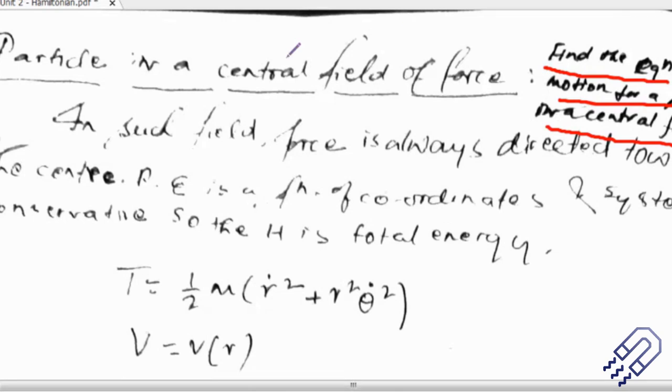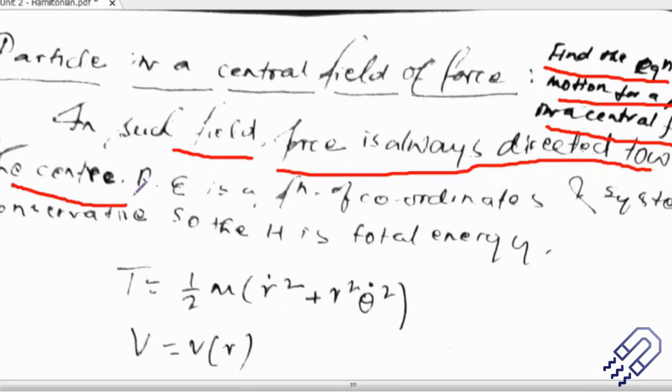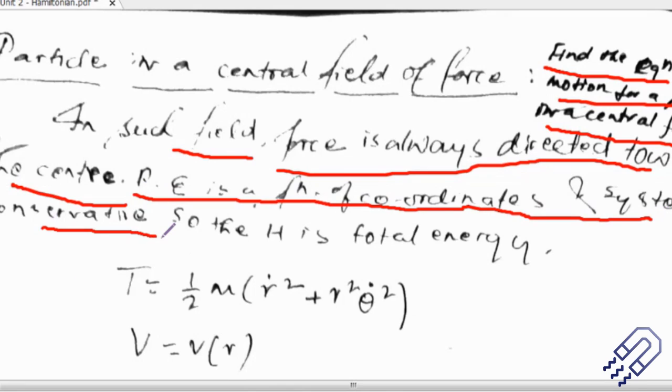And here we're talking about a central force field. So what exactly is a central force field? In such a field, this force is always directed towards the center. So it will always be a function of r. And the potential energy is a function of coordinates and the system is conservative. So the potential energy will be a function of coordinates.